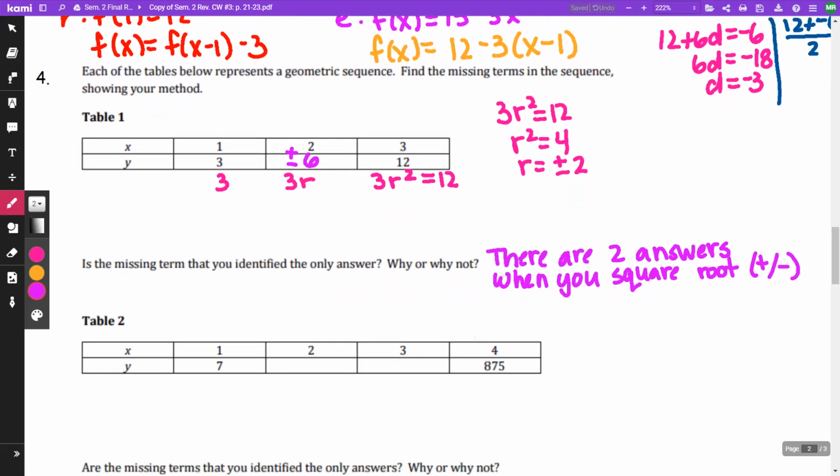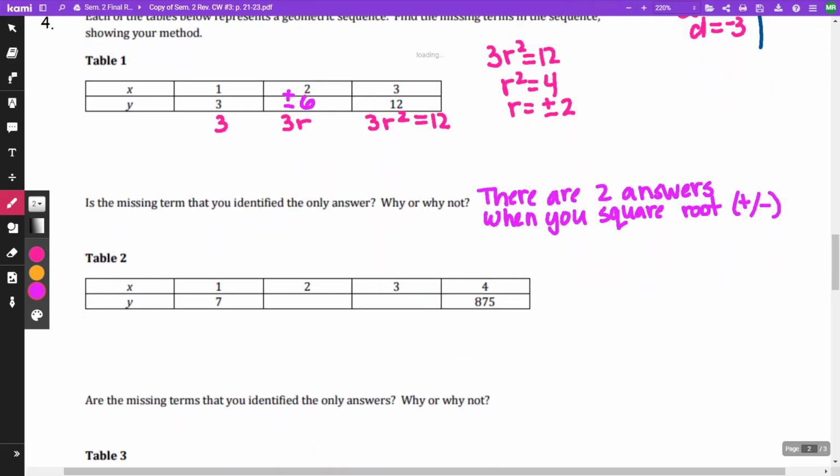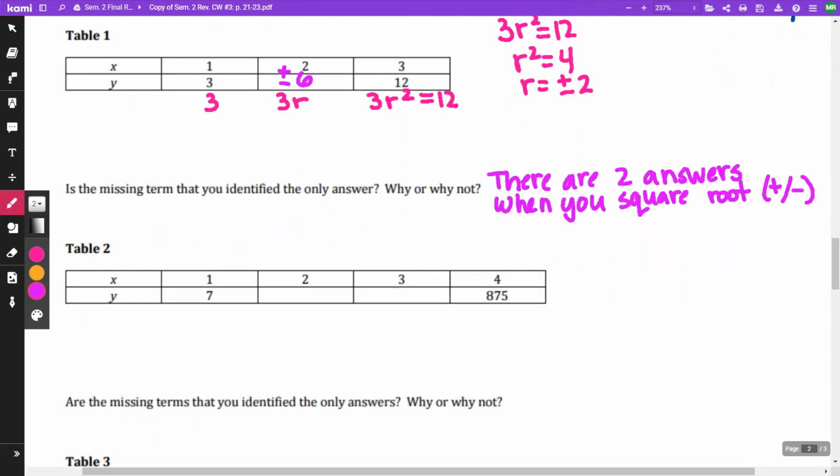In the next one, they want us to find the missing term here. So for this one, I'm going to go through the same process. I'm starting with my 7. This is 7 times r, 7 times r squared, 7 times r to the 3rd, which is equal to 875. So I'm going to do 7r to the 3rd is equal to 875.